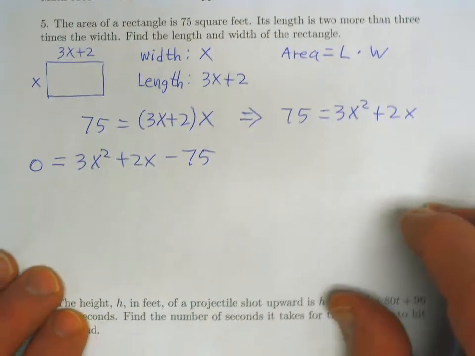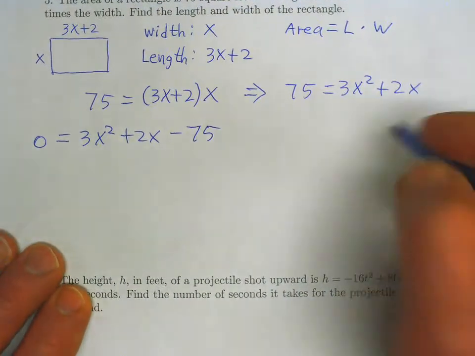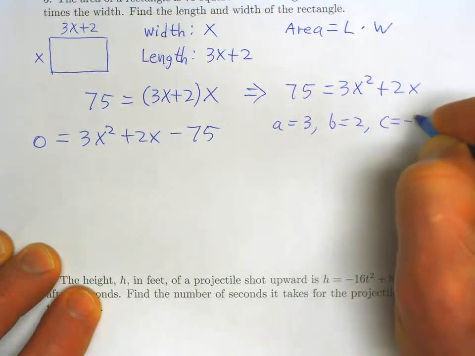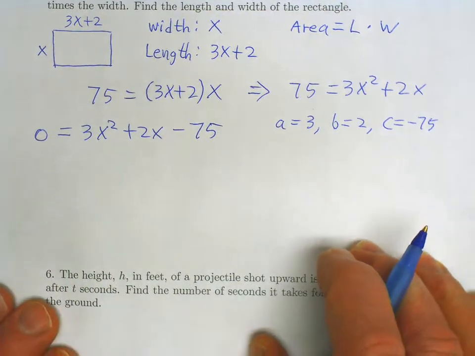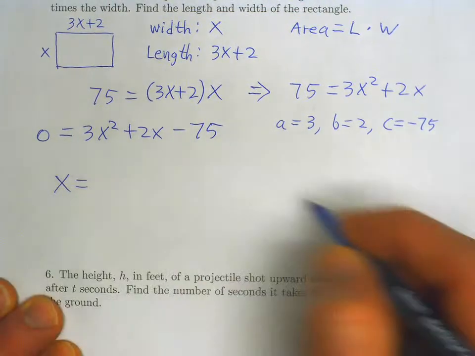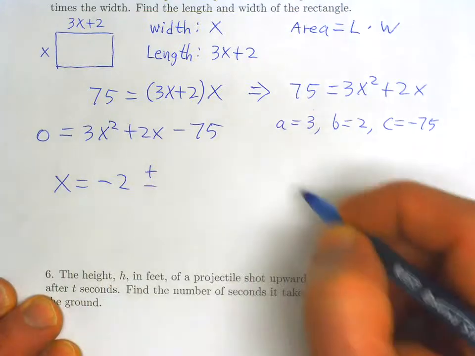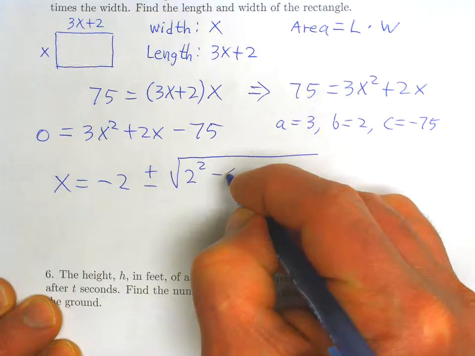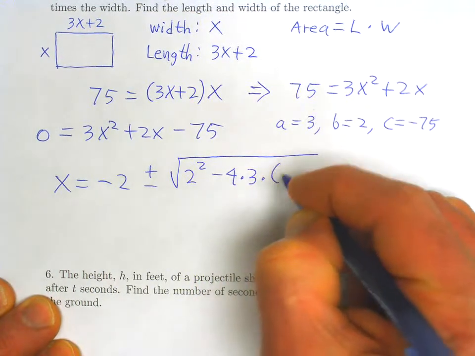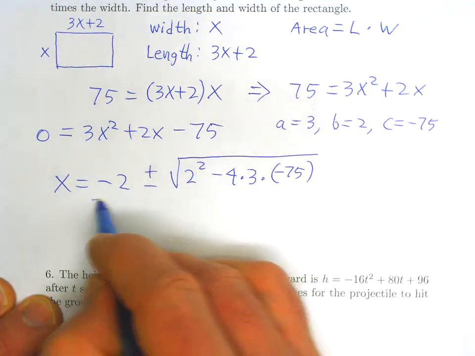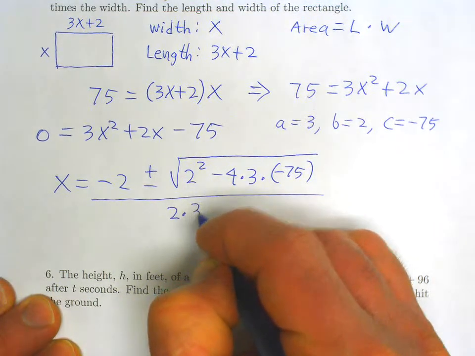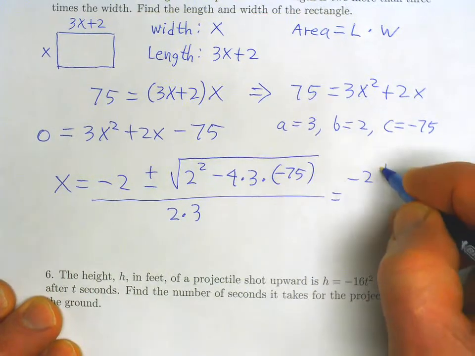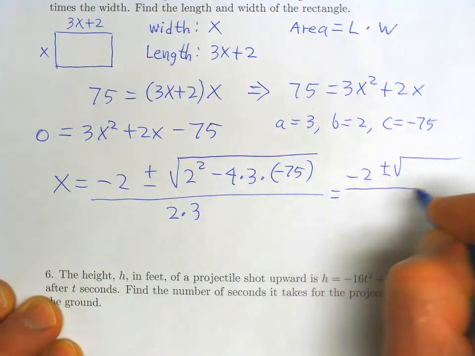Okay, so let's use the quadratic formula. So a is 3, b is 2, c is negative 75. So x is equal to negative 2 plus and minus the square root of 2 squared minus 4 times 3 times negative 75, all divided by 2 times 3. So we get negative 2 plus and minus the square root of some number, all divided by 6.